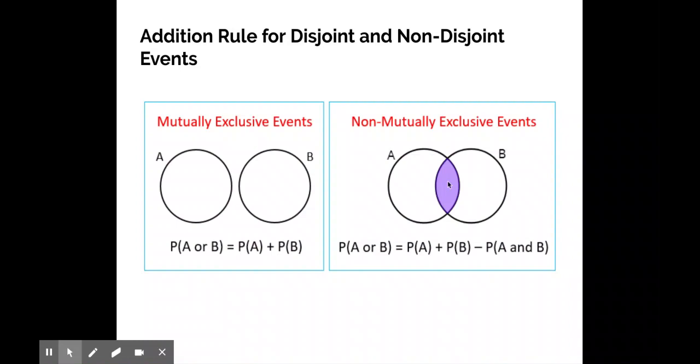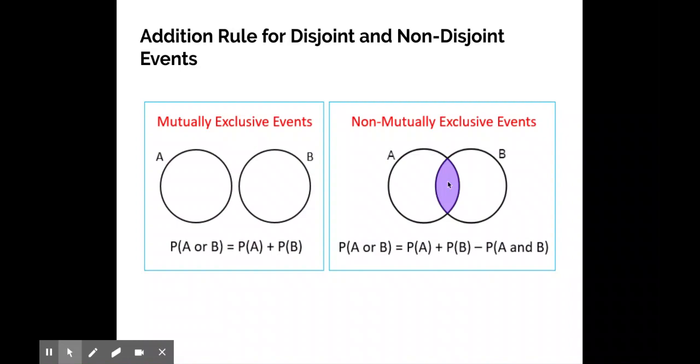So if we let event A be rolling an even number, okay? If event A is rolling an even number and event B, let's say, is rolling less than 3, okay? Not less than or equal to, but less than 3.